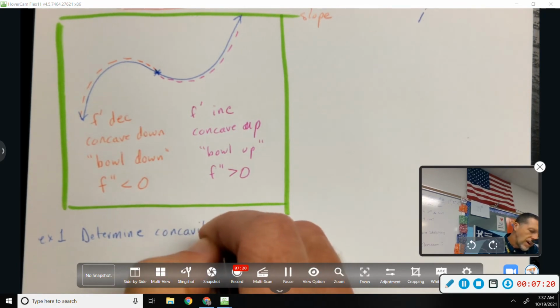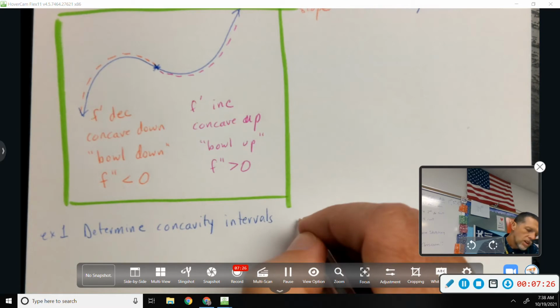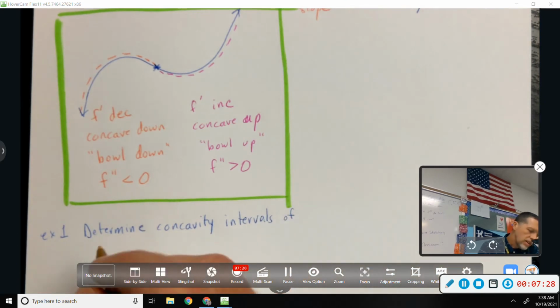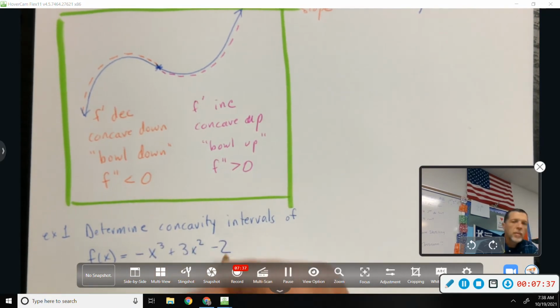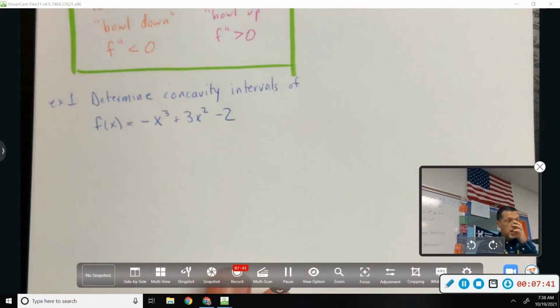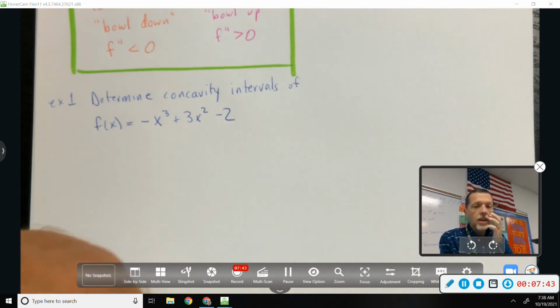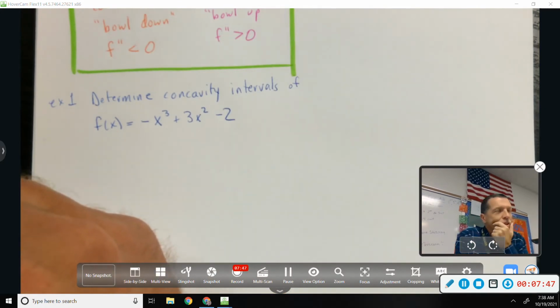So let's find the concavity intervals of f of x equals negative x cubed plus 3x squared minus 2. Concavity intervals. So we've done intervals already. We've done increasing and decreasing intervals.